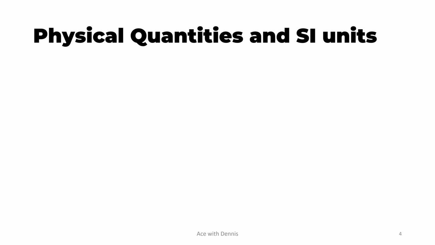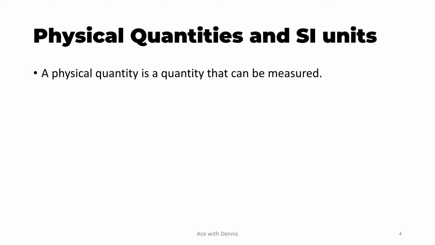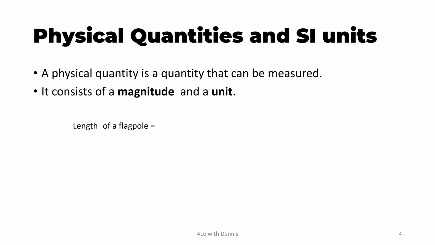Physical quantities and SI units. A physical quantity is a quantity that can be measured. It consists of a magnitude and a unit. For example, we are talking about length. The length of a flagpole is 5.5 meters. So this length is the physical quantity. 5.5 is the magnitude and meters, m, is the unit.